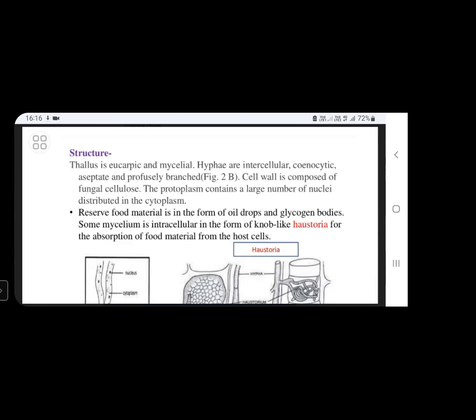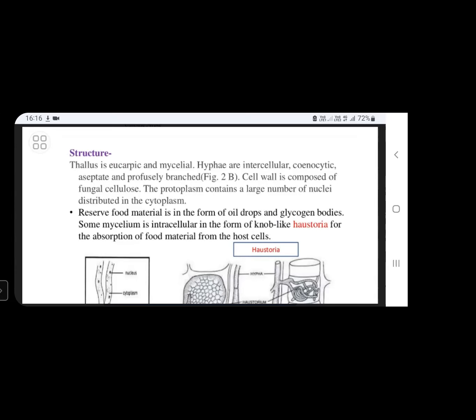Here this is made up of several hyphae. These several hyphae together form this mycelium. This mycelium is a branched mycelium which is filamentous in nature. Here you will see cenocytic condition. The fungal hyphae are intercellular. That means inside the host, in the intercellular regions, this fungal hypha will grow very fast. That is why the hyphae are intercellular.